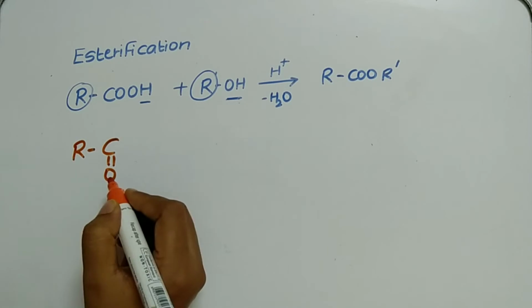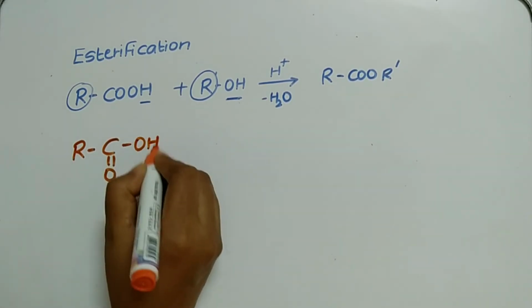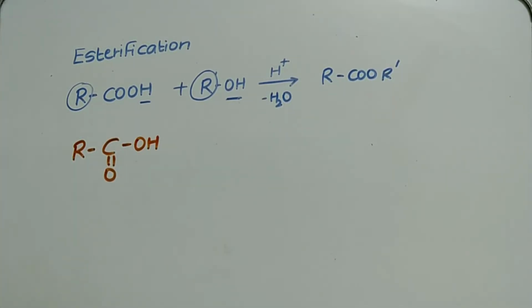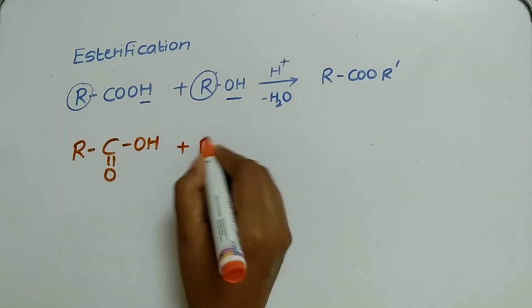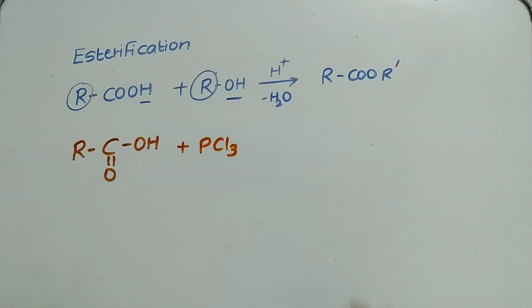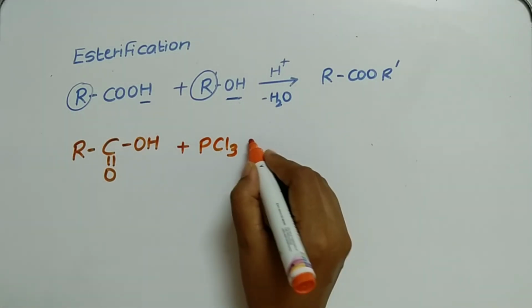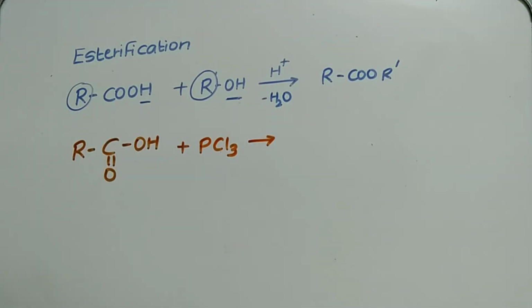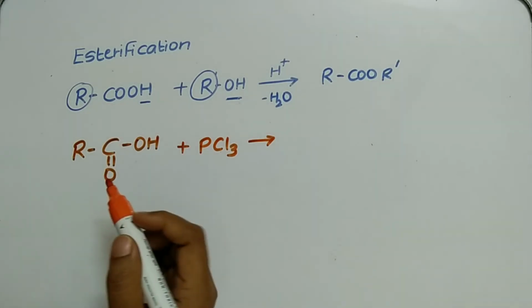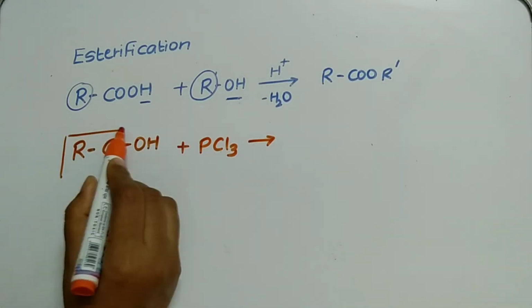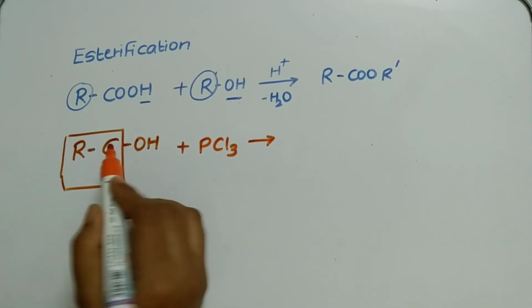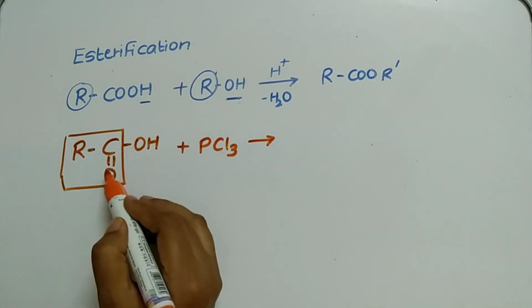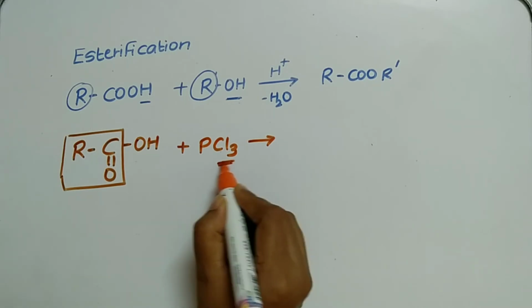So again RCOOH, I am just writing the structure to explain it, plus PCl3, phosphorus trichloride, 3 chlorines are there, so it is trichloride. So what is removed over here? Just check it. RCOCl: the OH group is removed, and RCO attaches with this chlorine.